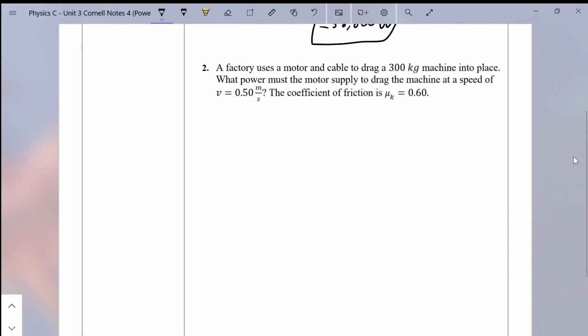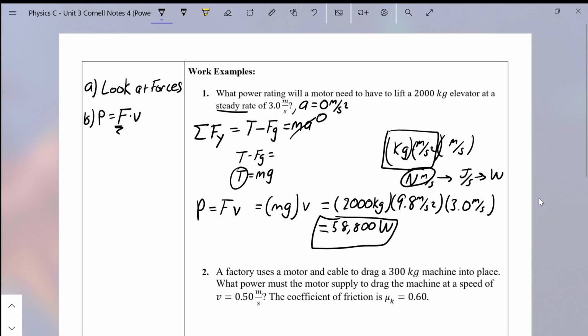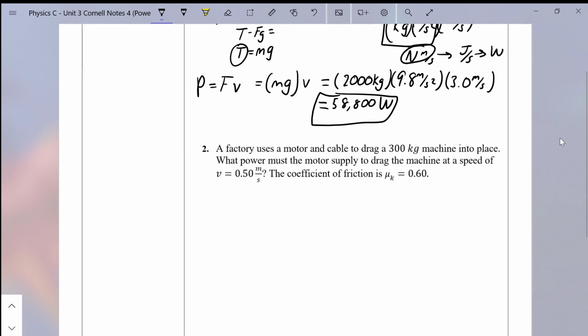So in the previous problem, we saw a power calculation that we did in the y direction. This was an elevator, tension was in the y direction. Here we're going to have a similar thing, but tension is going to be in the x direction. So if we draw a picture, here's our piece of machinery that weighs 300 kilograms. We want to keep a constant velocity v equals 0.5 meters per second. And there's going to be friction and also this tension force pulling it in that direction.